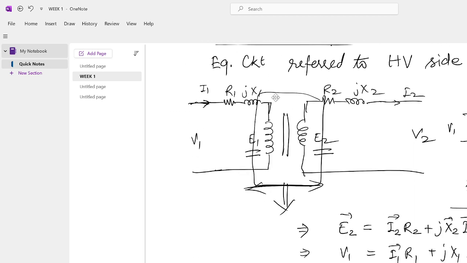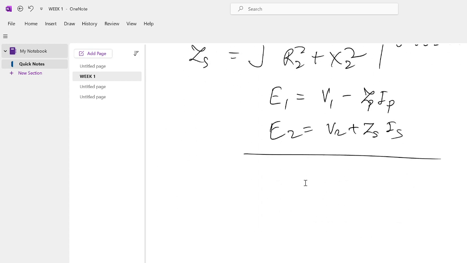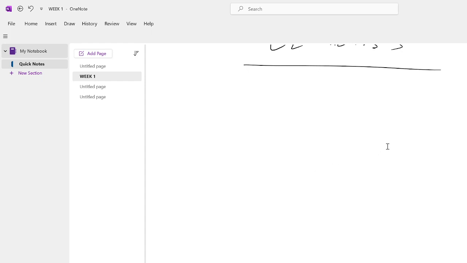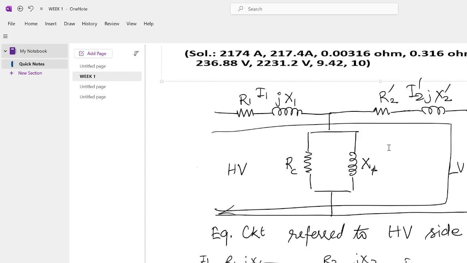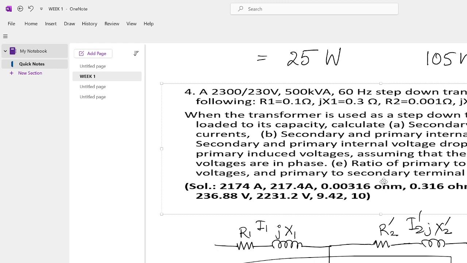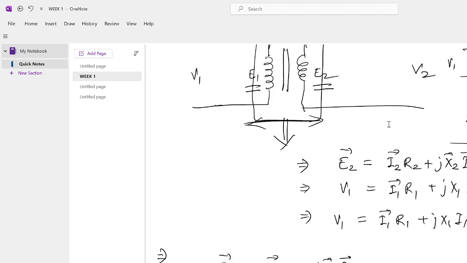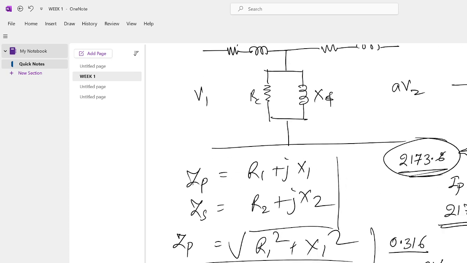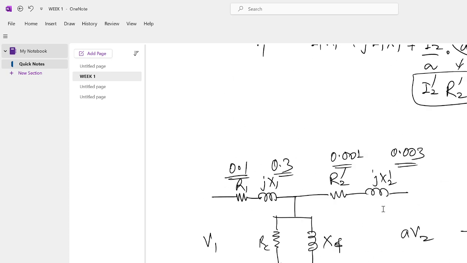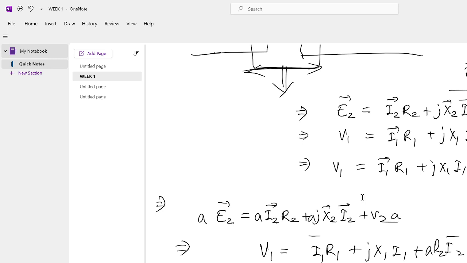Sir, during the calculation of the transformation ratio, which should we prefer, terminal voltage or induced voltage? Ideally, if nothing is given in the question, you need to go with the terminal voltage, the rated values, unless it is specified in terms of induced voltages. So by default you follow the terminal voltage, which is mentioned in the rating plate.